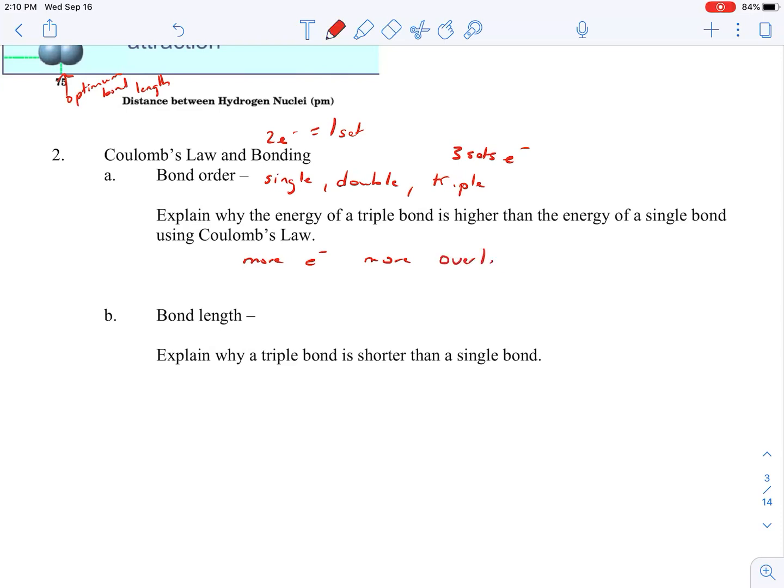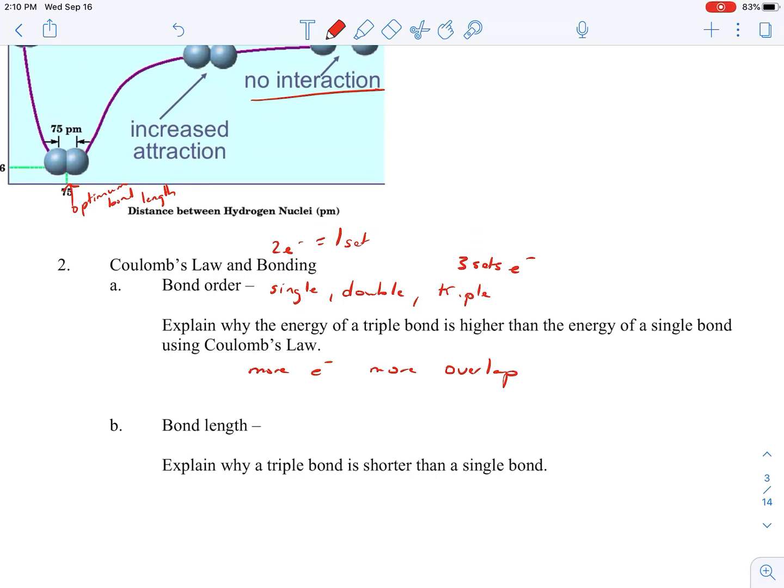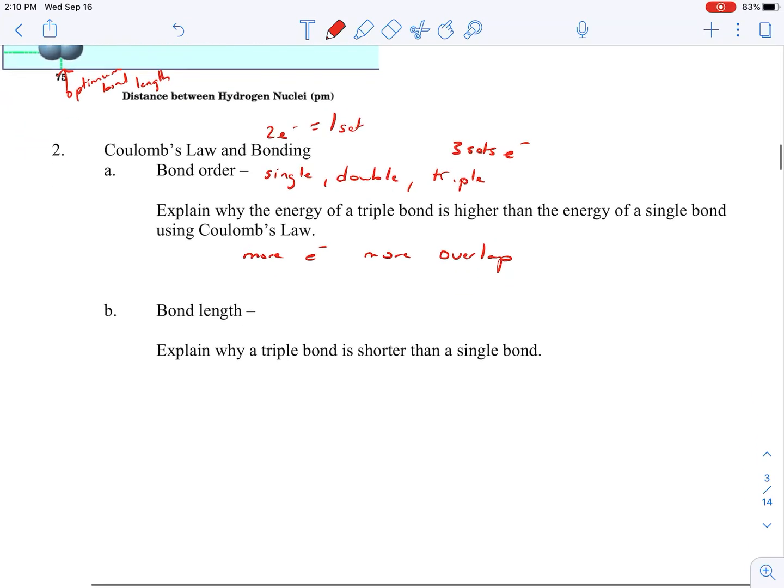More overlap. Okay, now let's talk about bond length. Bond length is that optimum distance that we're talking about between 2 atoms, or between 2 nuclei. So how long the bond is, which is shocking.